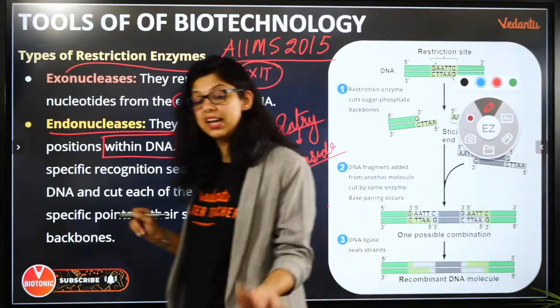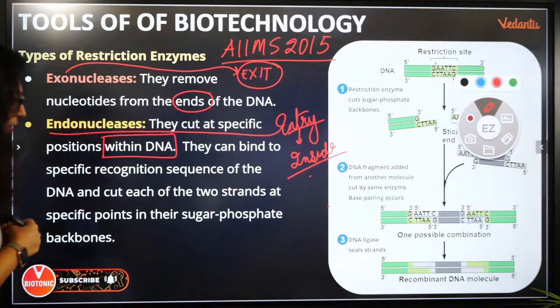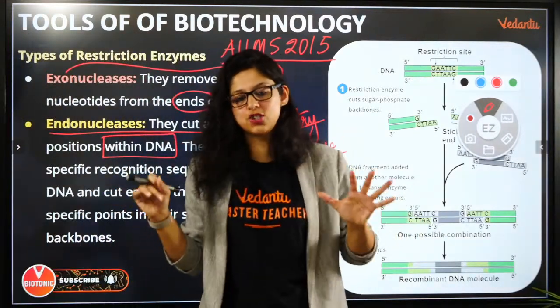When the DNA is cut at the ends, it's called exonuclease. Right? We will also do the history of endo-exo. Don't you worry, everything is done.